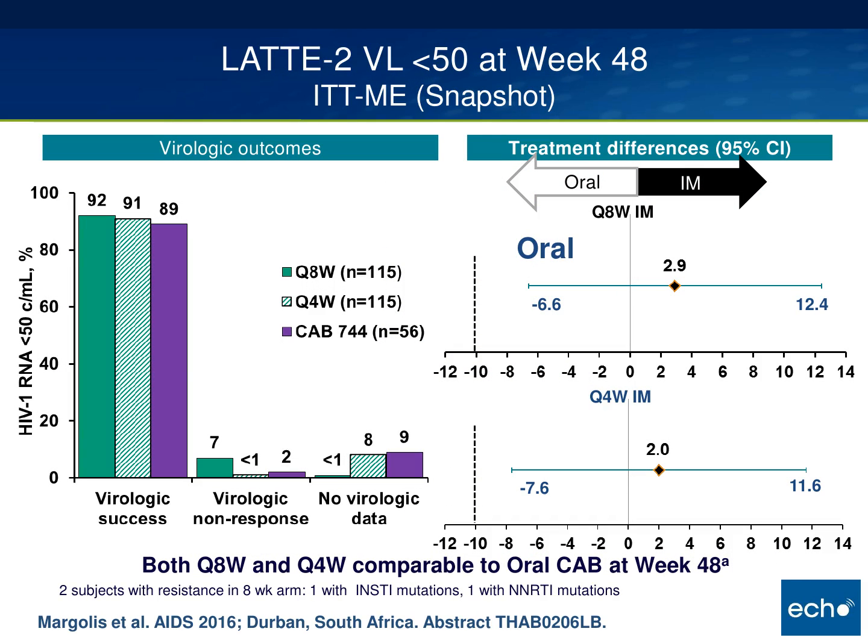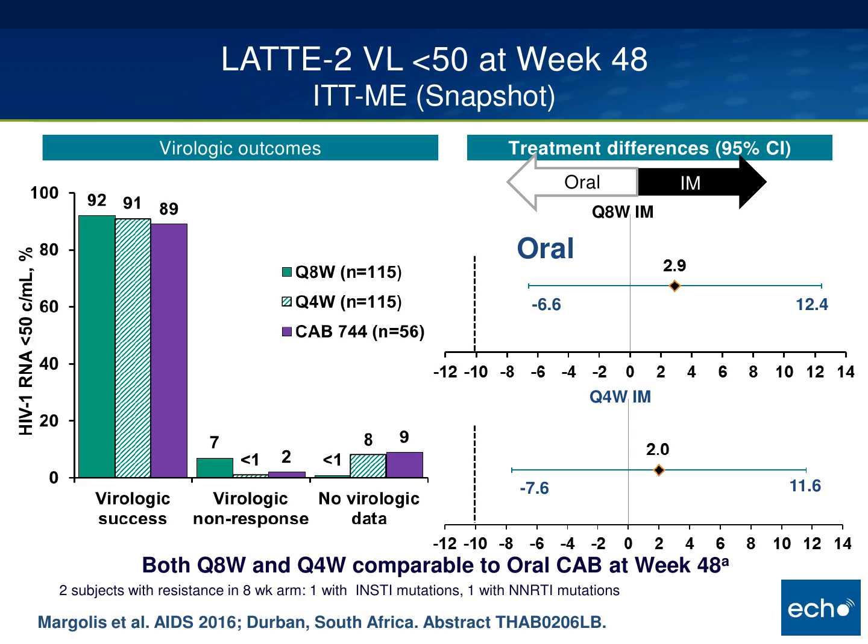Here are the virologic outcomes. Now, I would point out that there was a little bit of a problem with the 8-week dosing. You can see a little bit higher virologic non-response in that arm compared to the oral and the Q4-week arm. And in fact, there were 2 subjects with resistance in that arm, the 8-week arm, one with integrase mutations and one with non-nucleoside mutations. We have not yet seen integrase mutations with dolutegravir, but that has not been the case with its cousin cabotegravir, where you can get mutations.